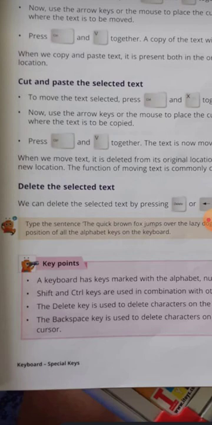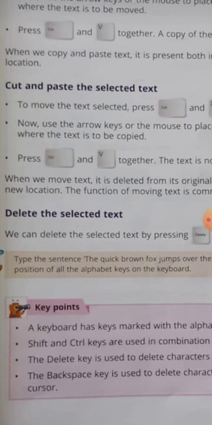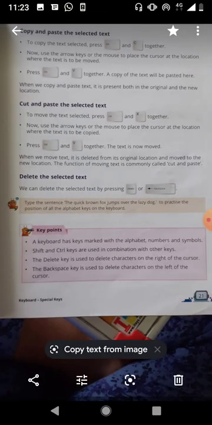Firstly, press Ctrl plus X to move the text. Next, you will go to the new location where you want to copy it. Next, you will press Ctrl plus V to paste that text. Children, whenever we move text, it is deleted from its original location and moved to the new location.